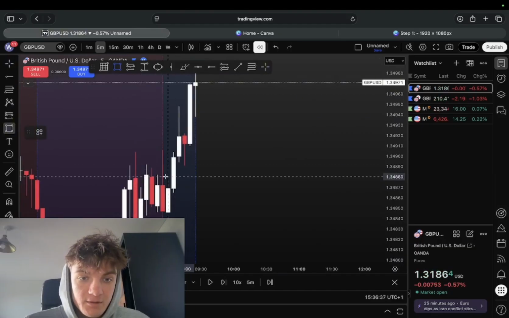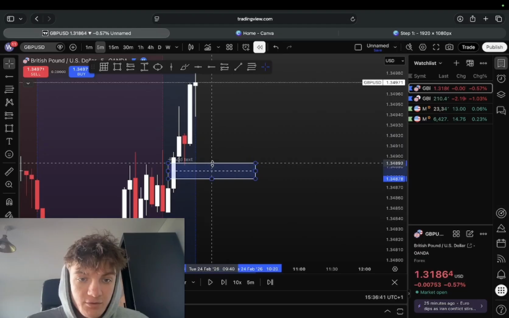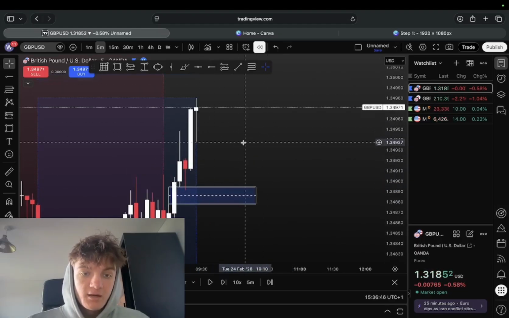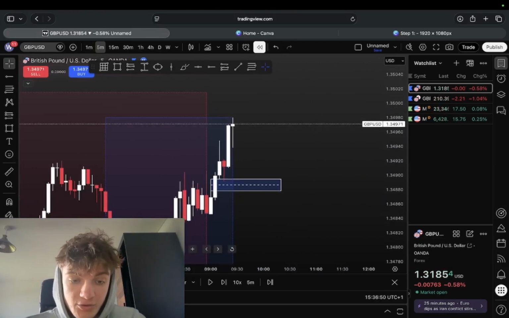Imbalance. Look, mark out the imbalance. I don't know if the magnets is kind of a bad drawing, but yeah, mark out the imbalance. We tap into this imbalance. We then push out of the imbalance. Actually, this is another time where we will use a break of structure.